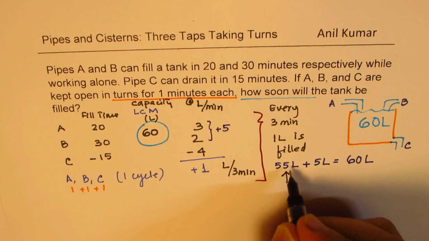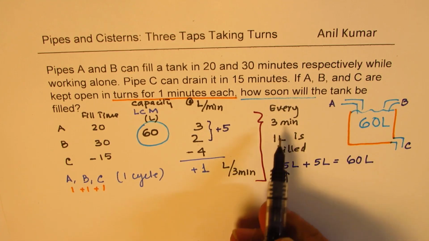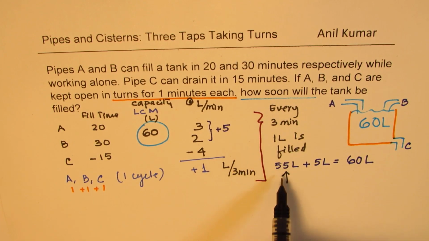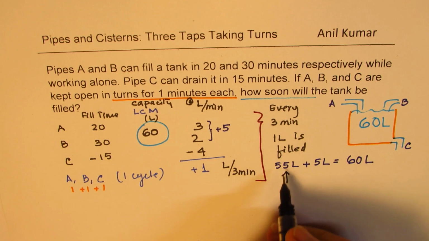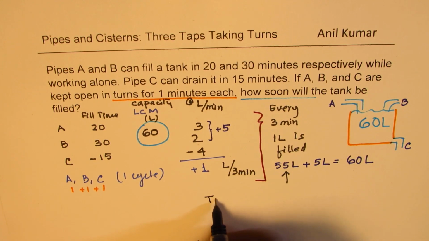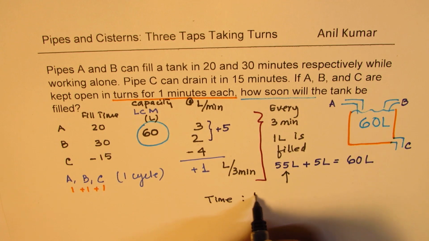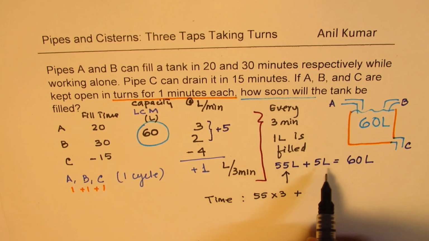So now 55 liters will be filled in how many minutes? 3 minutes, 1 liter, right? So unitary method. So 55 into 3. So we'll take time will be how much? Time for 55 liters will be 55 times 3 plus. Now we have to add this 5 liters more.